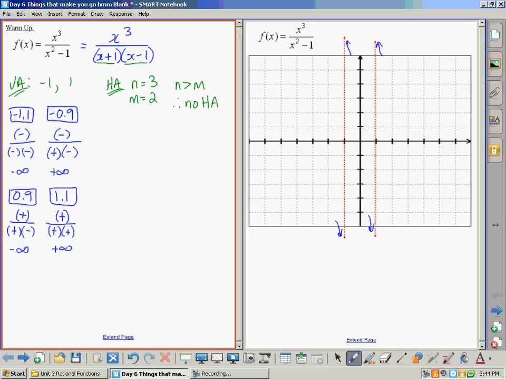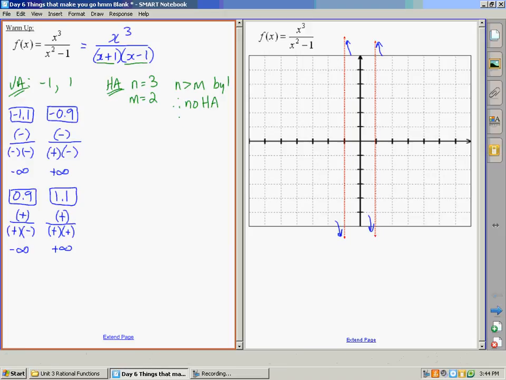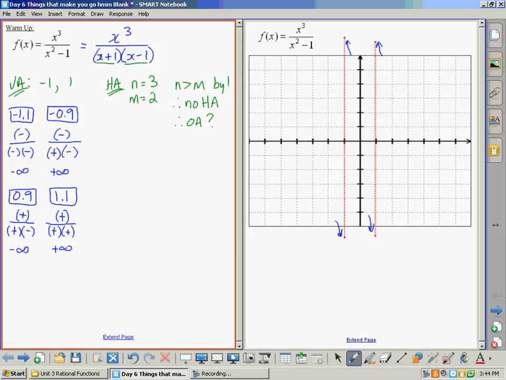But we do have the special condition that n is greater than m by 1, so there could be an oblique asymptote. And this is what we did yesterday. So now how do we check and see if there is going to be an oblique asymptote? We actually do the long division.